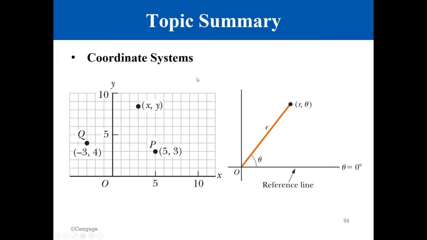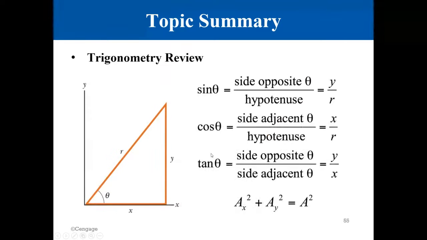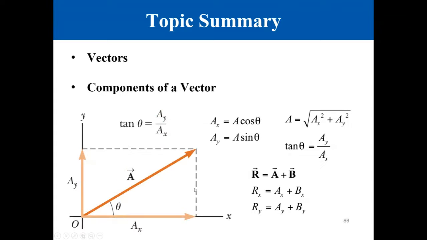So here, x is r cosine theta and y is r sine theta. This is how we move from polar to Cartesian coordinates. We also reviewed the basic trigonometric functions, the sine, the cosine, and the tangent, also the Pythagorean theorem.